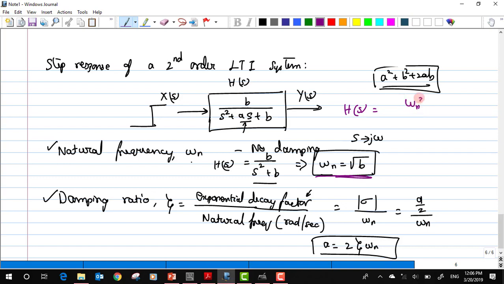Omega n square divided by s term will sit as it is. What happens to this a term? Yeah, so that would translate to 2 times the damping ratio times omega n, plus again I have a b term which translates to omega n square. So we wanted something like a square plus b square plus 2ab. And that is how we get the term 2, and you can actually map these two terms, you would end up having a similar expression.